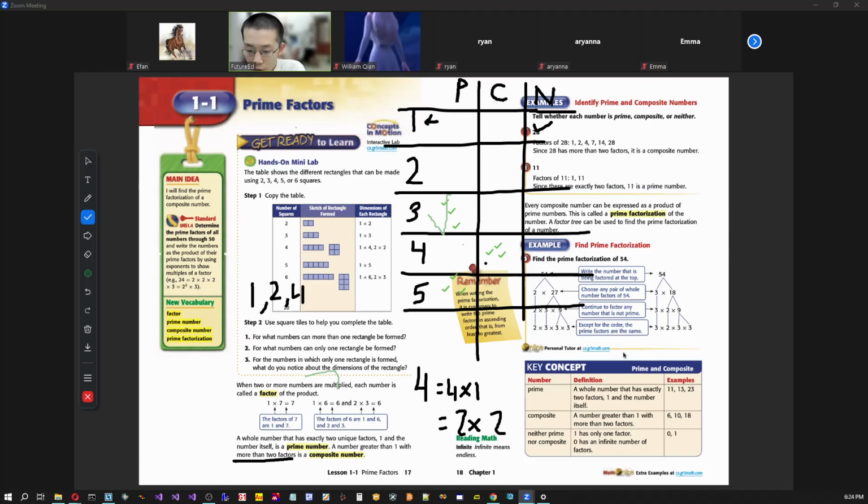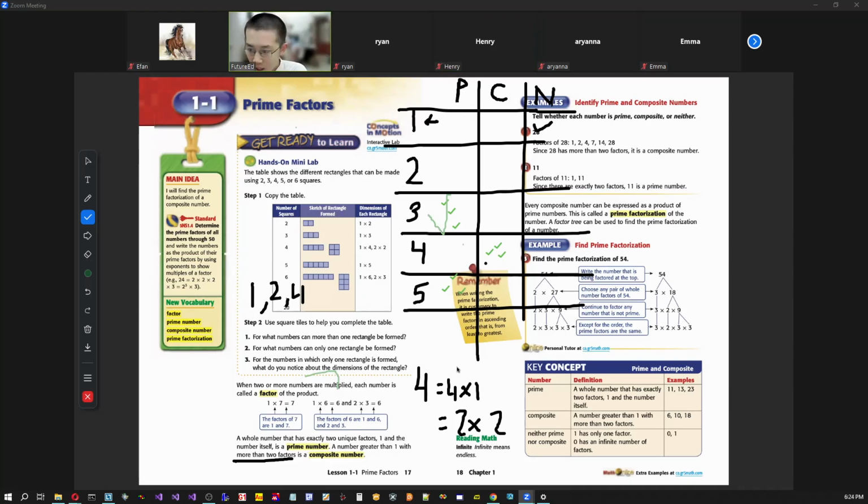Henry, can you tell me whether 5 is prime or composite? It's a prime number. Why is it a prime number? Because it can only be divided by 1 and by itself. Exactly, it can be divided only by 1 and itself.